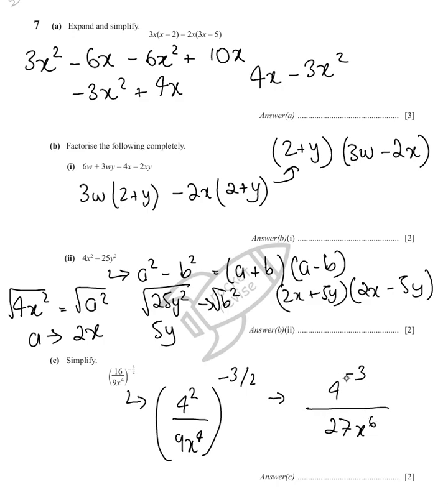Okay, now because we have a negative power in the numerator, if we switch these positions, can we get 27x raised to the power of 6 upon 4 cube, which becomes 27x raised to the power of 6 upon 64. We get that, right? Great.